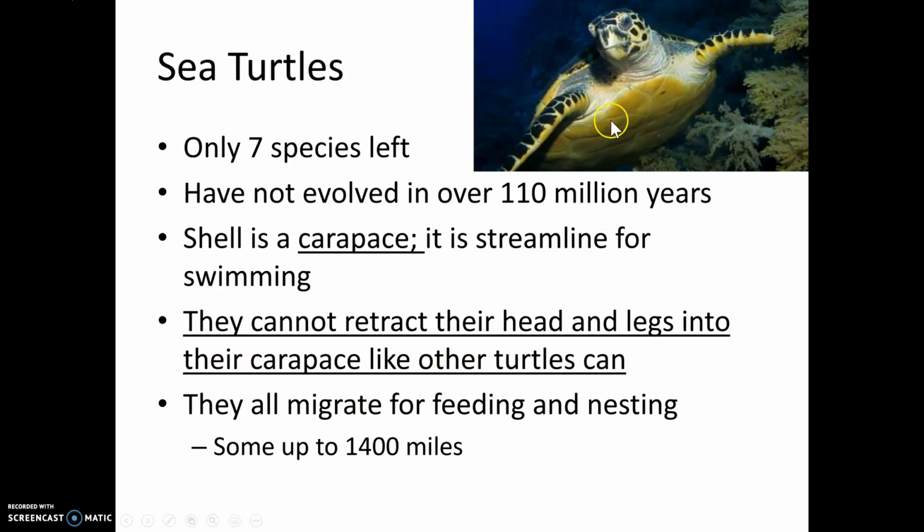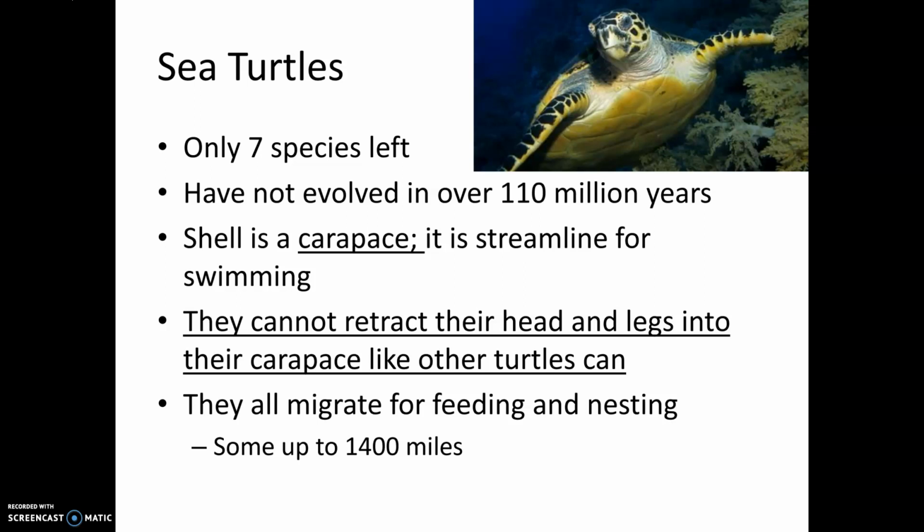So it's kind of a part of their body. And then finally, they're going to migrate for feeding and nesting. So sometimes up to 1,400 miles to nest versus their feeding grounds.